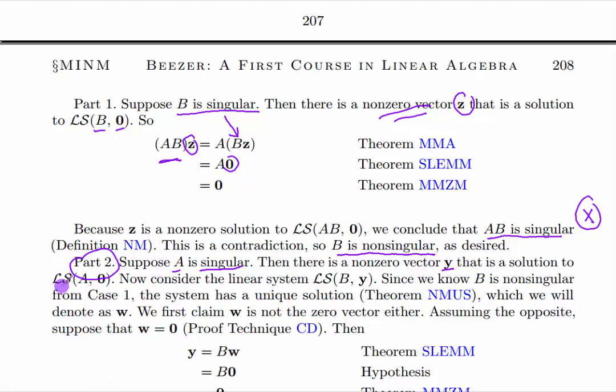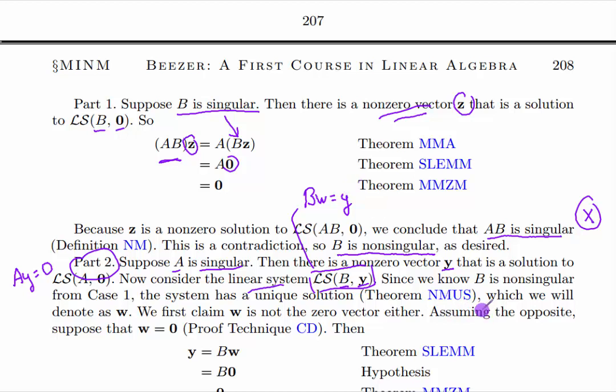That's a solution to the linear system A, 0. Now remember, that means that we can find Y such that AY equals 0. There's some Y that exists that makes AY to be 0. Okay, now consider the linear system with matrix B and constant Y. What does this linear system actually look like? Well, LS of B, Y is the system. I can write it this way. I could write it as B times some vector, we'll call it W, equals Y. B times W equals Y.